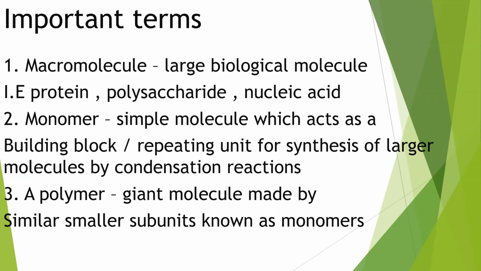So a polymer is a giant molecule, which is also made by similar smaller subunits known as monomers. The difference between a polymer and a macromolecule is that a polymer is just made straight up by monomers, and macromolecules can be comprised of more than one polymer or different parts of it. It's more complex in structure.